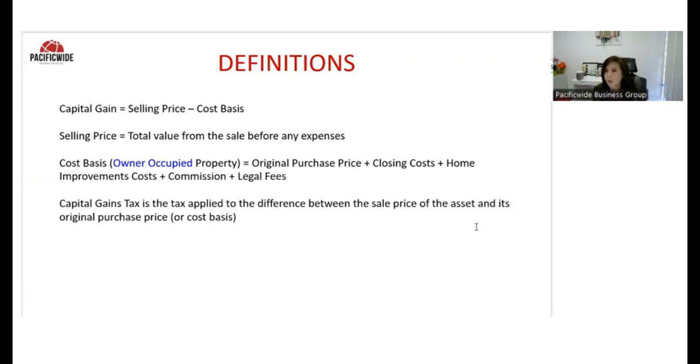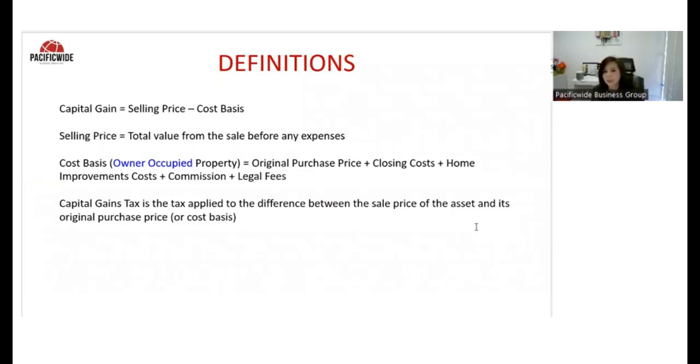So that is your cost basis for an owner-occupied property. The definition of owner-occupied property is that you live in it. That's it. You have to live in it. That's your home. Okay. So the formula of capital gains is just the selling price minus the cost basis. In this case, we talk about the owner-occupied property. And the capital gains tax is the tax that the government will charge homeowners on their profit.